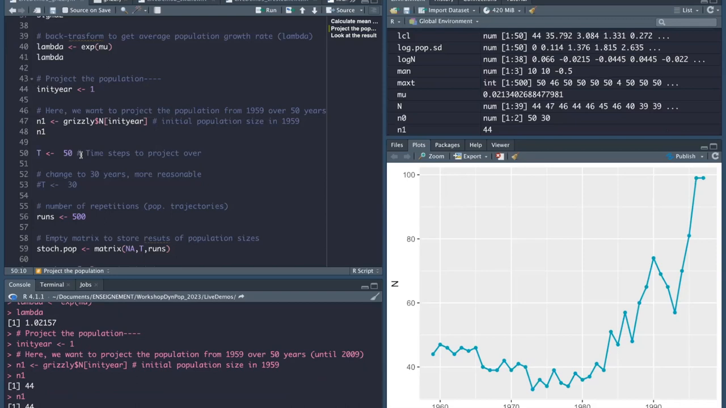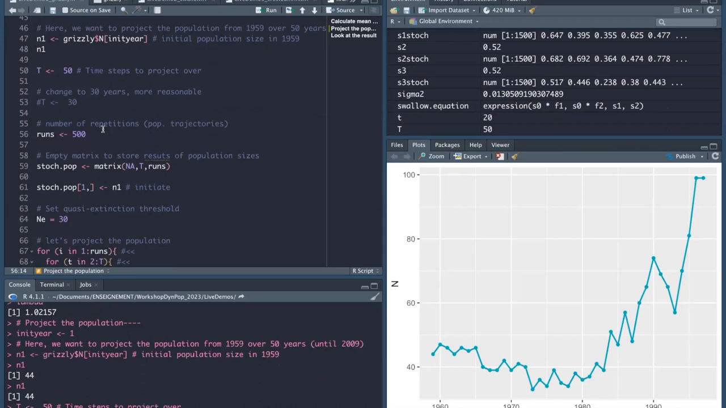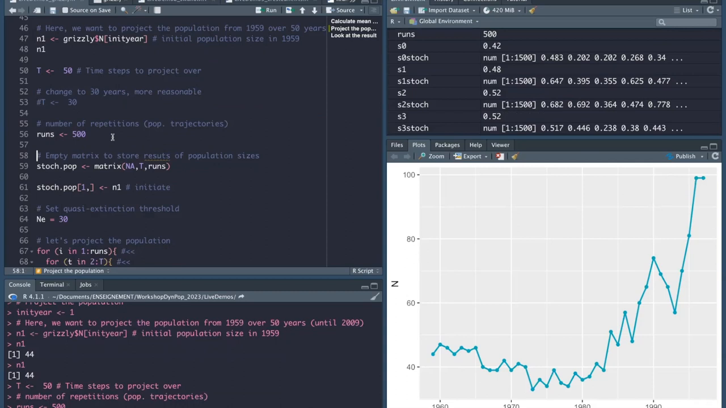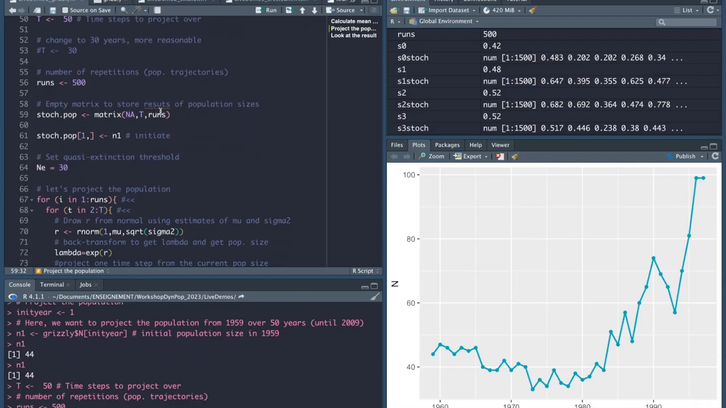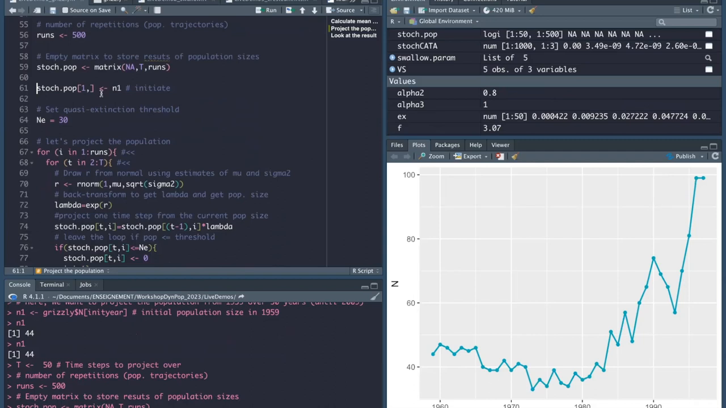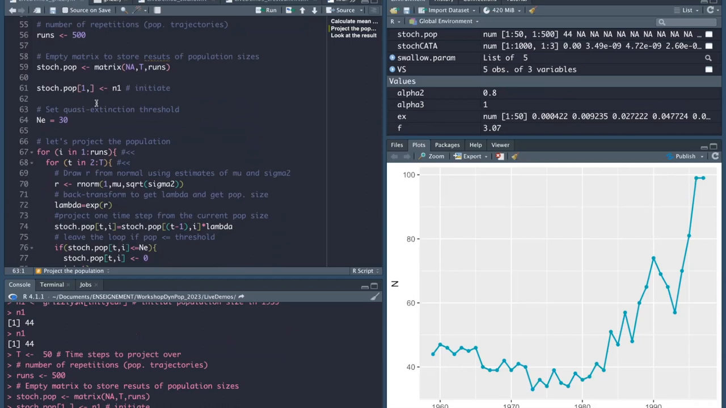Let's run stochastic simulations. So we need to replicate the number of simulations. Let's take 500, create an empty object to store the results, set the initial population size in the simulations. So you can look at this object.